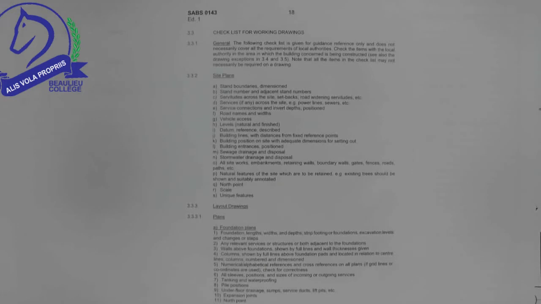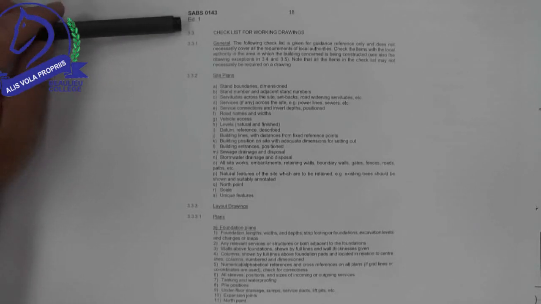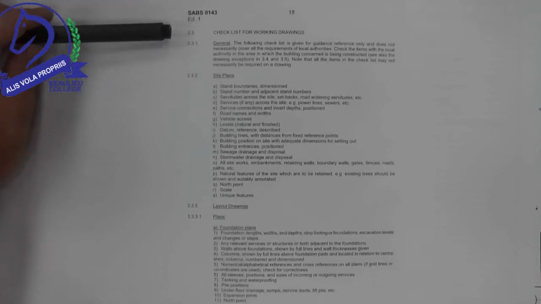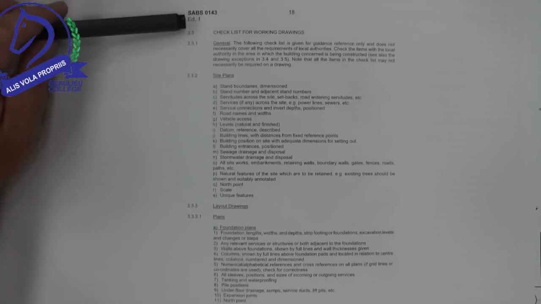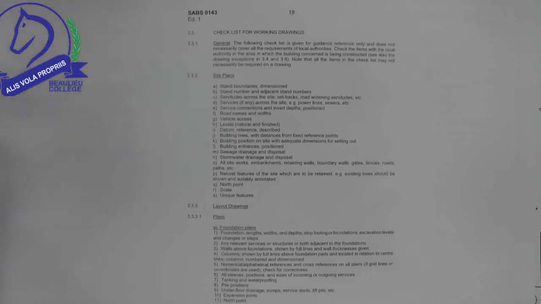First of all, we need to understand that the work has been applied from the SABS or the SANS document 0143, which relates to building codes and practices. In that document, I've picked out some of the pages, and on page 18 they talk about the site plan.